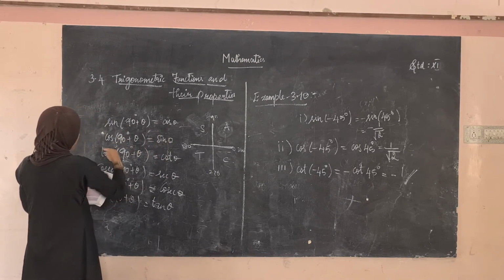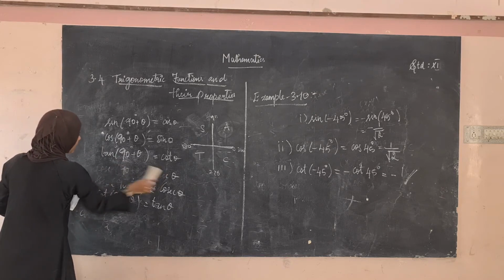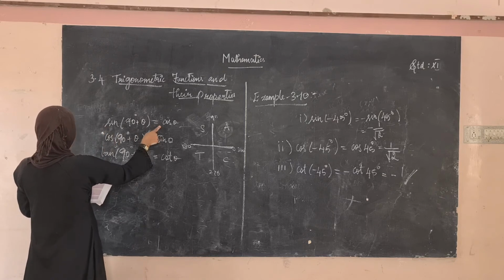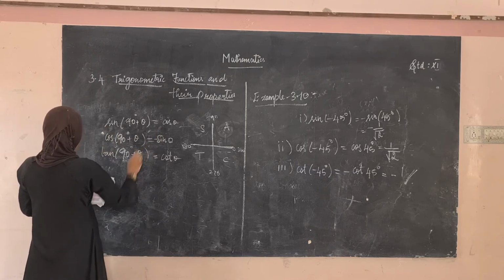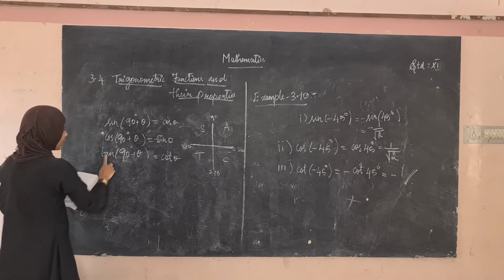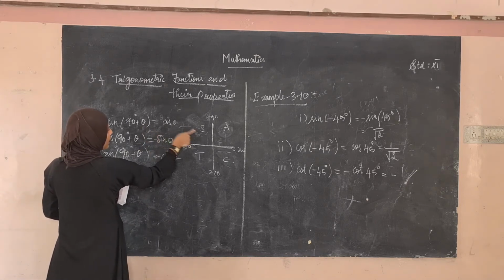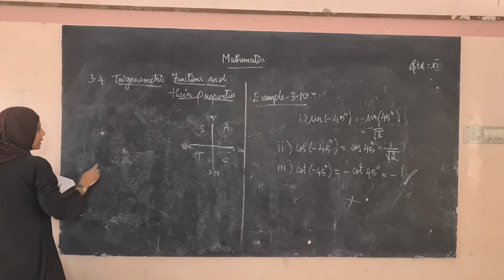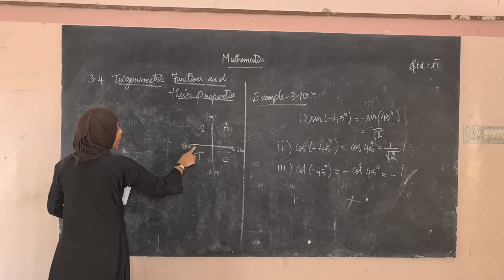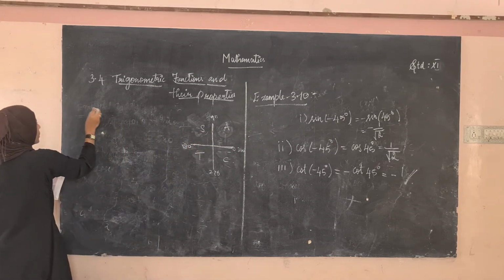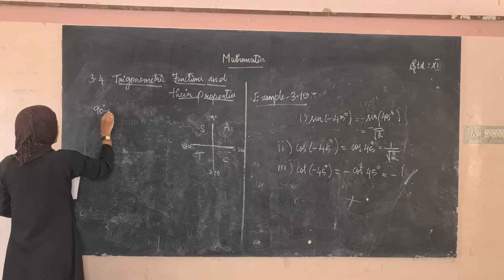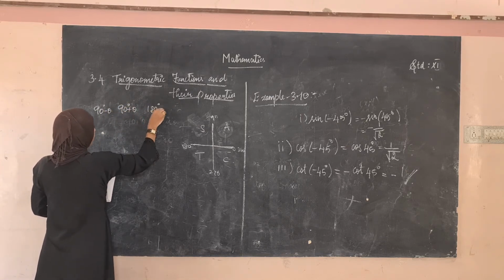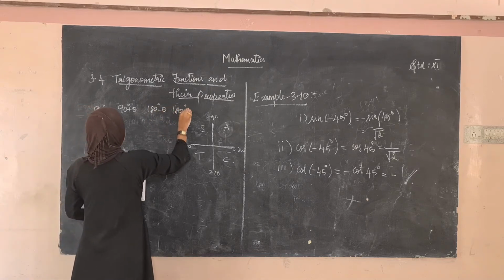So for 90 plus theta, sin changes to cos. When cos comes, it becomes minus. And tan changes to cot, because it is 90 plus theta. Okay, see here, there are many things: 90 minus theta, 90 plus theta, 180 minus theta, 180 plus theta. Let's write all of them.